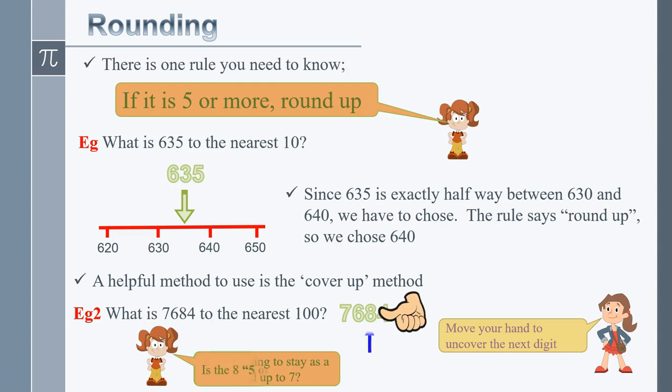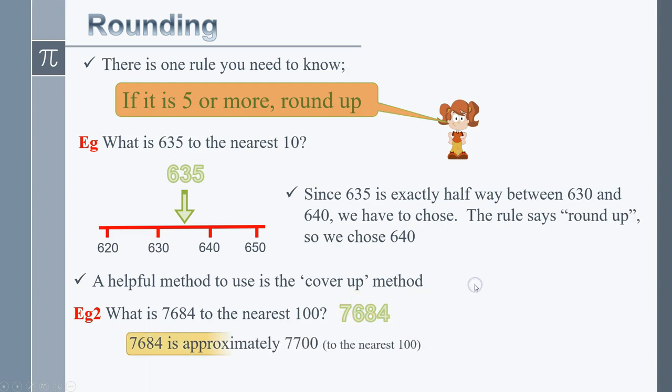Now we're looking at that digit there, that 8, and we say, is that 5 or more? Does it obey our rule up here? And clearly it does. It's 5 or more. That tells us in our rule that we've got to round up. So that 6 is going to change and become a 7. So what we've got now is approximately 7,700 when written to the nearest 100.